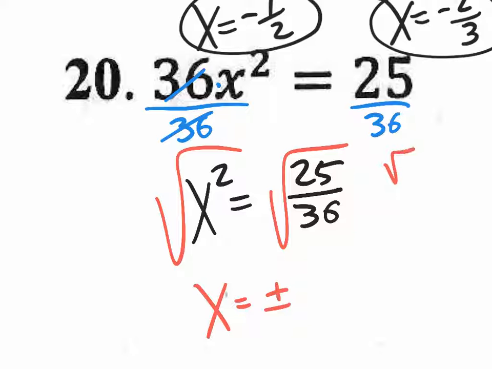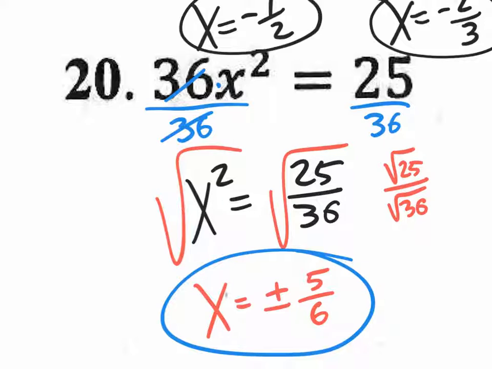Now, when you split the root, square root of 25, square root of 36, you end up with a nice, beautiful number, 5 on top and 6 on the bottom. So x equals plus or minus 5/6. It has to be plus or minus because it's both positive 5/6 and negative 5/6.